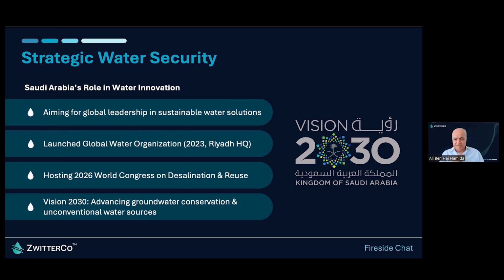In 2023, Saudi Arabia established the Global Water Organization headquartered in Riyadh, the capital of Saudi Arabia, further reinforcing its commitment to advancing international collaboration and innovation in sustainable water management. Saudi Arabia is also set to host the 2026 World Congress of Desalination and Water Reuse Solutions, underscoring its leadership in the global water sector.